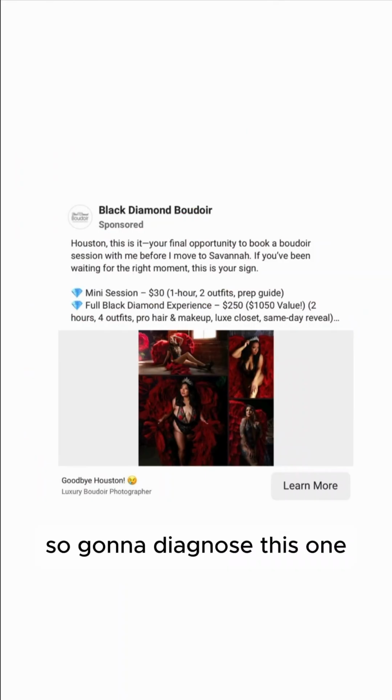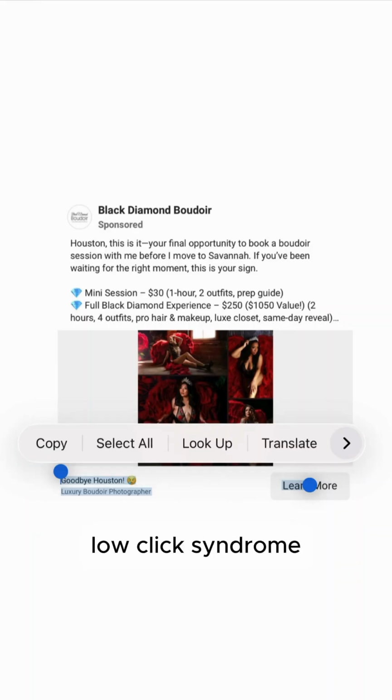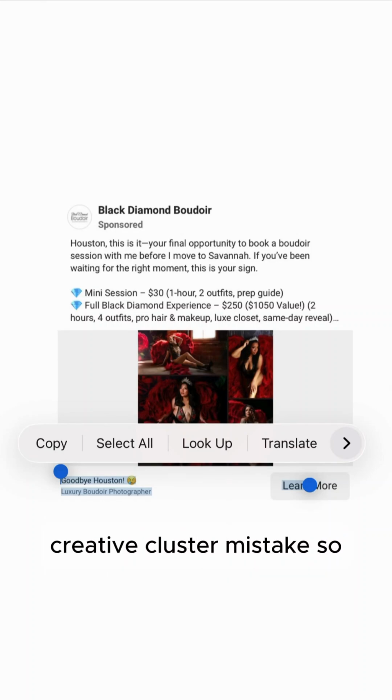So, going to diagnose this one. We're going to see if it has BLCS, aka Boudoir low click syndrome. So what I'm seeing now is we got the below creative cluster mistake.